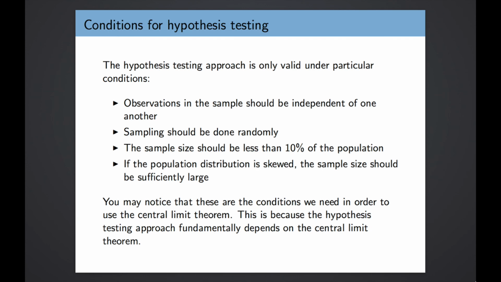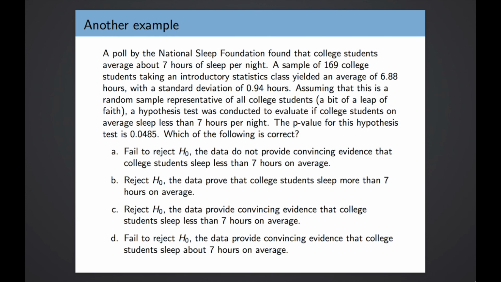A good way to ensure that that's true is to do a random sample. So like we did with the tickets in our box, we took a random sample of those tickets. The sample size should be less than 10% of the population. And if the population distribution is skewed, we should take a sufficiently large sample size. So let's test your understanding with one more example.